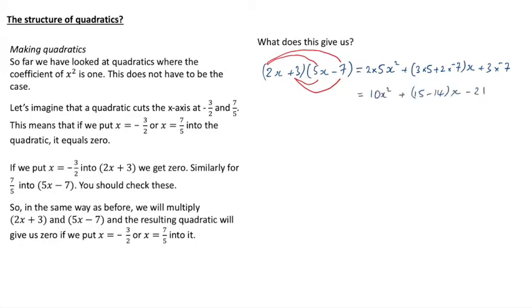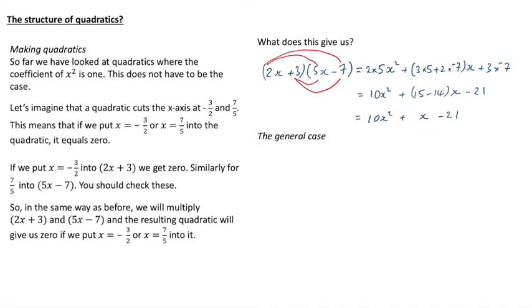So, first of all, 2 5s are 10, 3 5s are 15, 2 times minus 7 is minus 14, and 3 times minus 7 is minus 21. And then we can tidy up the x term. 15 take away 14 is 1, so we can just write x there. So we end up with 10x squared plus x minus 21.